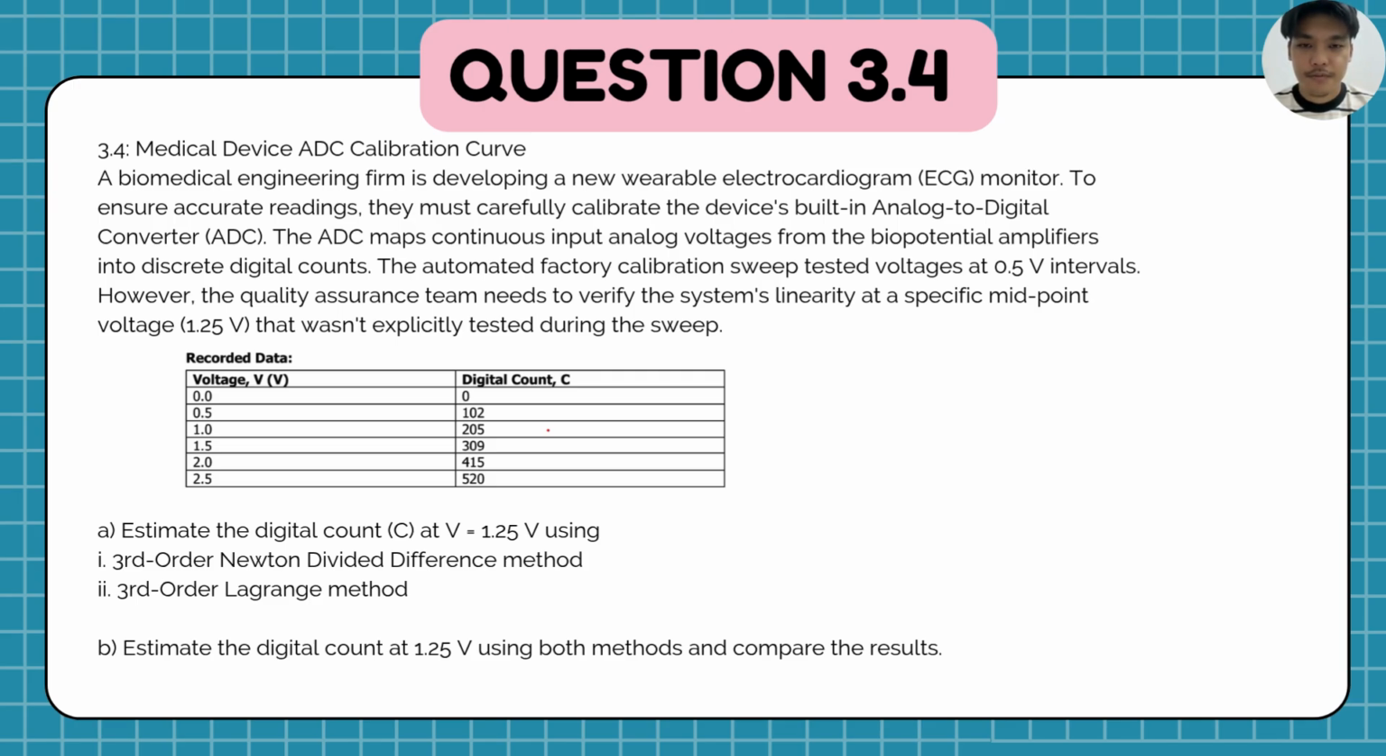Assalamualaikum, my name is Julian and my matric number is S71033. Today I will present a solution for question 3.4. The objective of this question is to estimate the digital count at 1.25 volts using the third order Newton divided difference method and the third order Lagrange method. The results from both methods will be compared and verified using MATLAB.